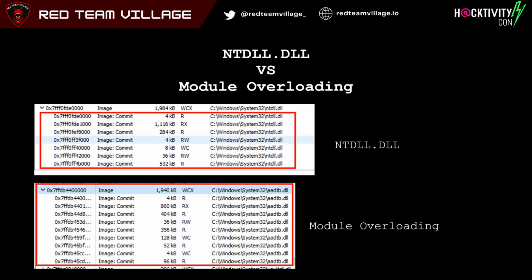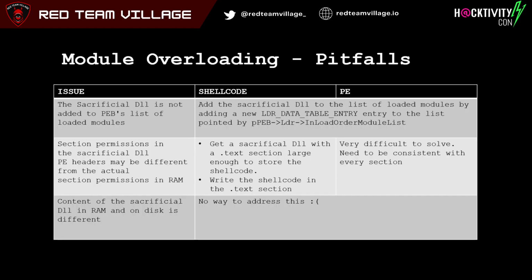And here, we can compare a memory region allocated by Windows to host a DLL with the memory region allocated by PEzoNG to host the malicious payload with the module overloading technique. We can see that they are really similar, actually identical. So, from this point of view, we managed to allocate memory that is almost indistinguishable from the memory allocated by Windows. However, there are some caveats which we'll discuss now.